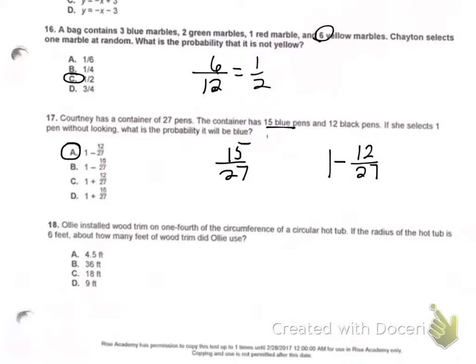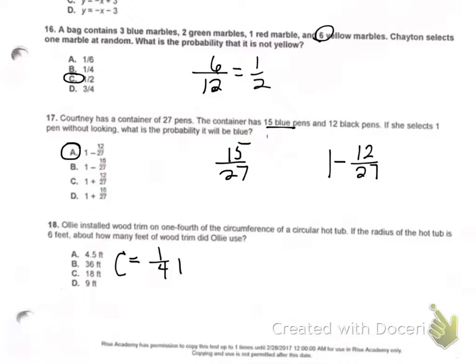Number 18, 17 on your paper. Ollie installed wood trim 1/4 of the circumference of a circular hot tub. If the radius of the hot tub is 6 feet, about how many feet of wood trim did Ollie use? Alright, so 1/4 of the circumference. The radius is 6 feet, so it would be 1/4 times C. It gave me the radius. Oh, I don't know why I put C. C equals, how about that?